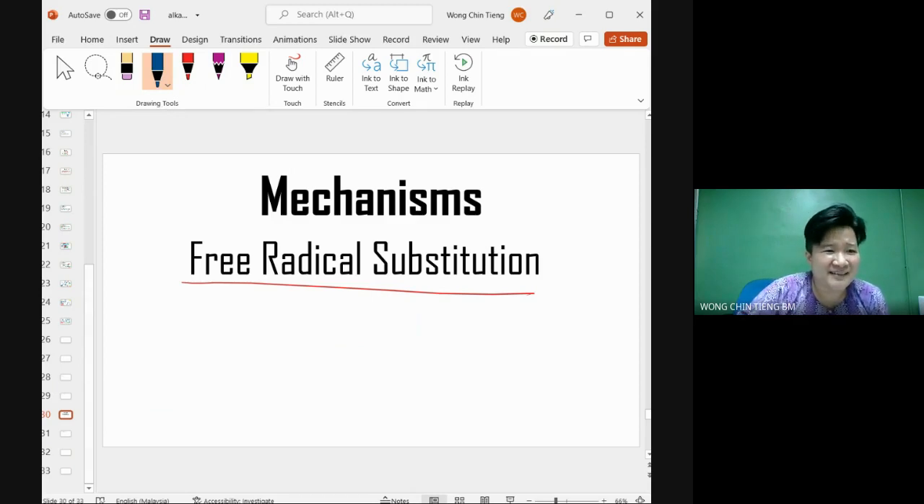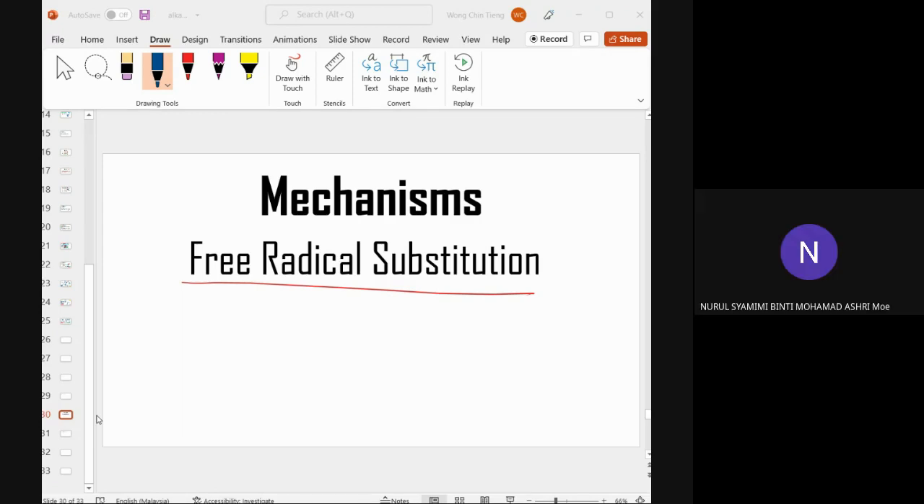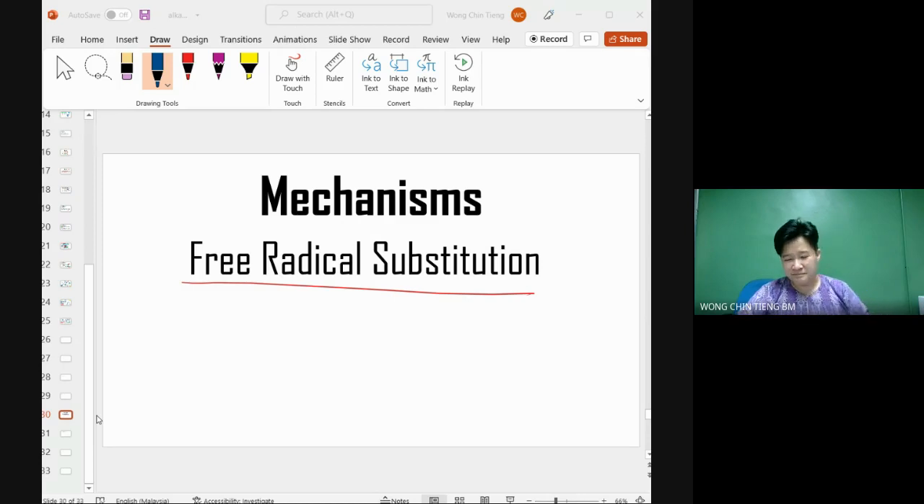Saya tak ingat siapa yang SES. Saya ingat Mimi je. Mimi SES kan? Ya, Miss. Mimi, berapa step? Apa, Miss? Berapa step this mechanism? Mekanism ni ada berapa step? Satu-satunya mekanism you all belajar tahun lepas.